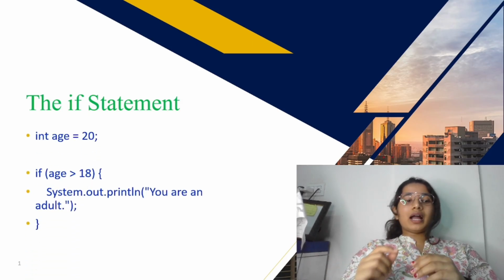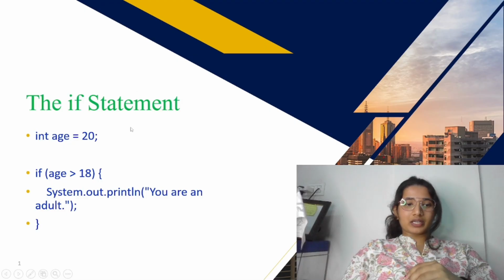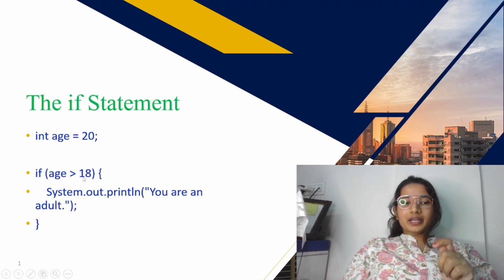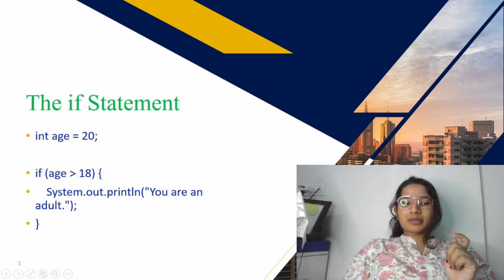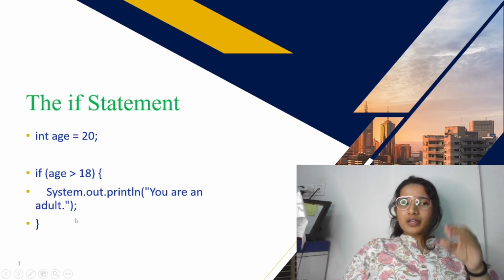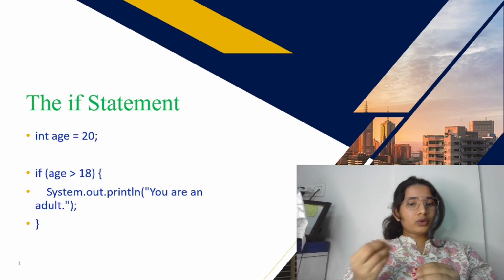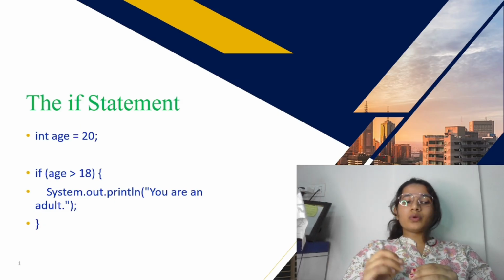Okay, so I'll take one integer a is equal to 20. Here you can see a is equal to 20, right? Then if a is greater than 18, so if age is greater than 18, then only print System.out.println You are an adult. Okay, this is an if statement. So if age is greater than 18, then only you are an adult, or else you are a child. So how will you print the else statement?